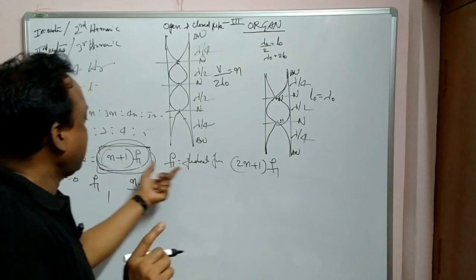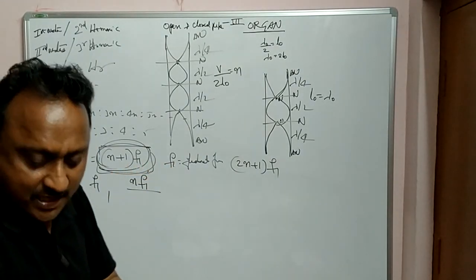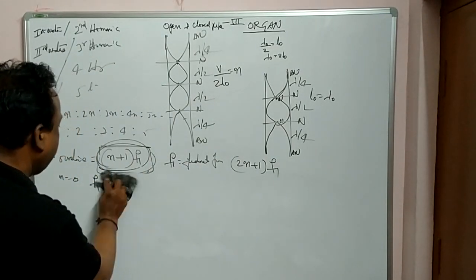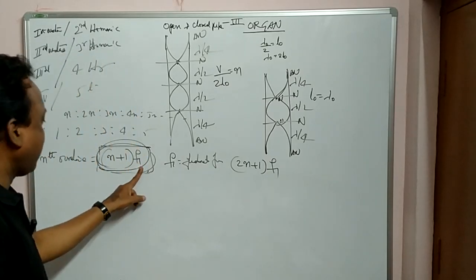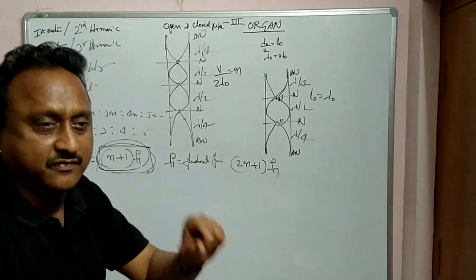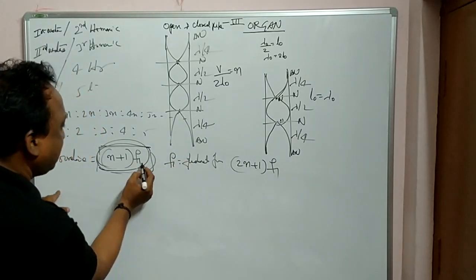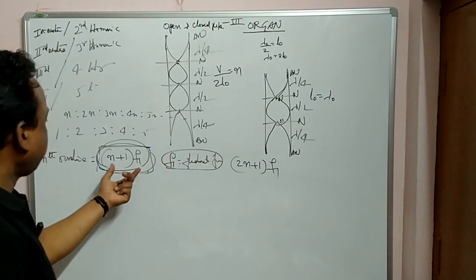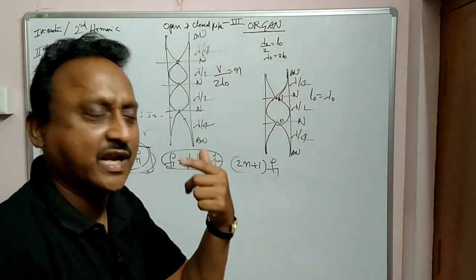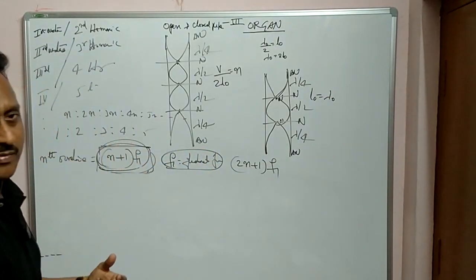Please check it here because there is a small confusion. Okay, so you need not be confused here. For open pipe it is nothing but n plus 1 into f1, where f1 is the fundamental frequency of the open pipe. So these relations you can use in numerical problems while solving typical problems.